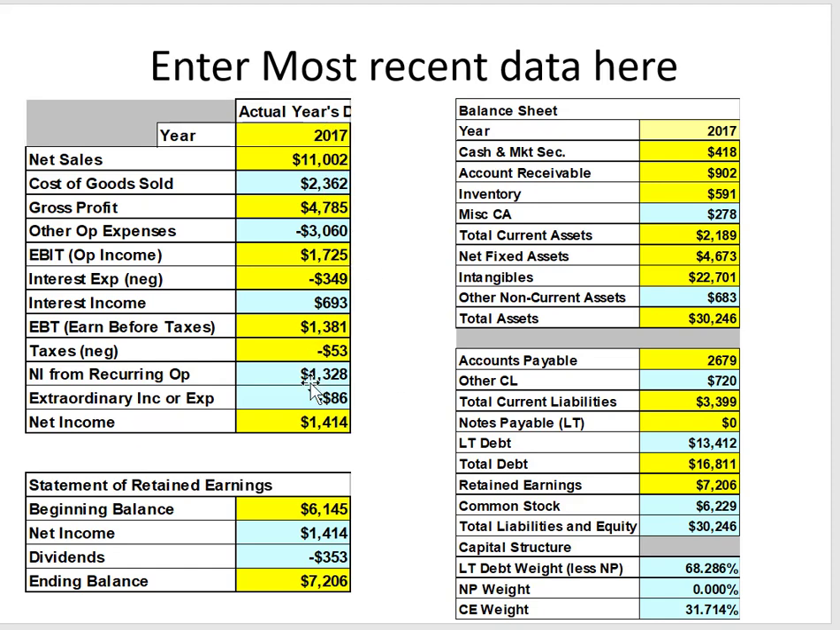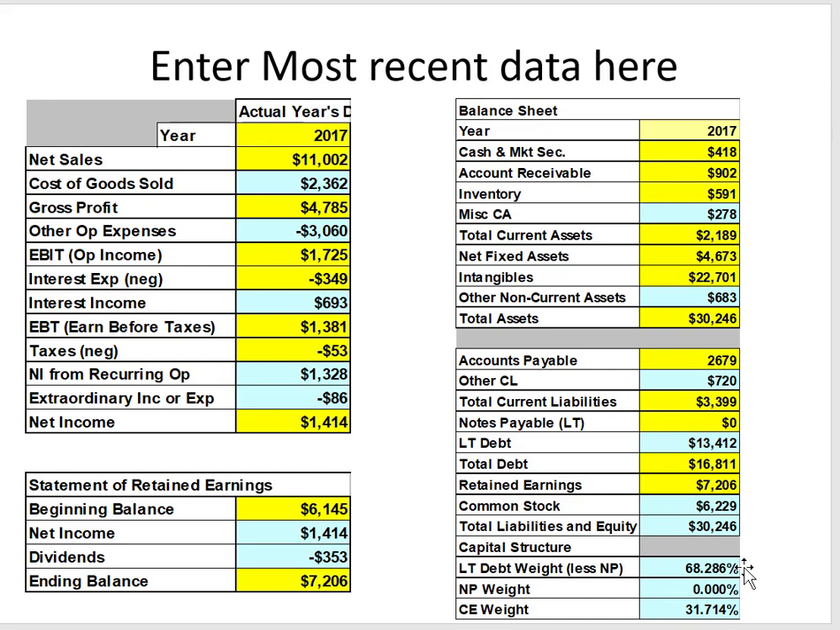So you can see we just input the most recent income statement. Here's the statement of retained earnings. Here's the balance sheet, and of course, it does some calculations for us. You can see that the accounting equation holds. You can also see what our current capital structure looks like.